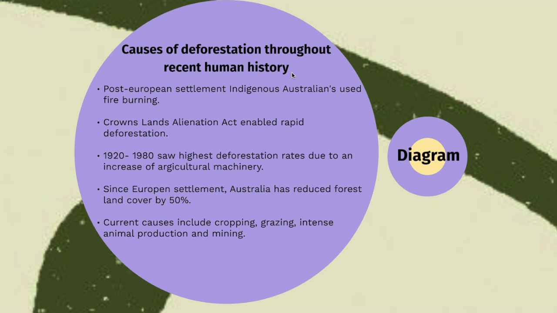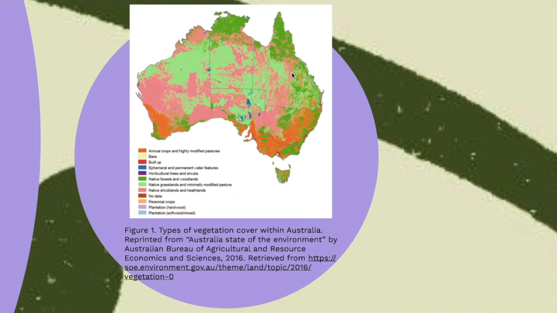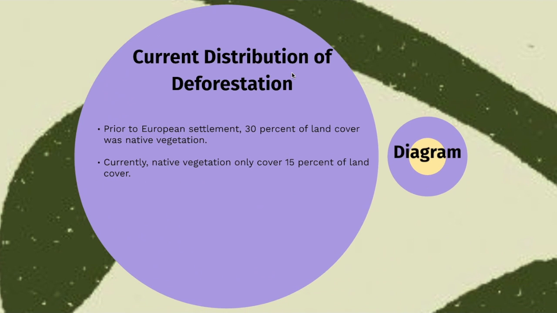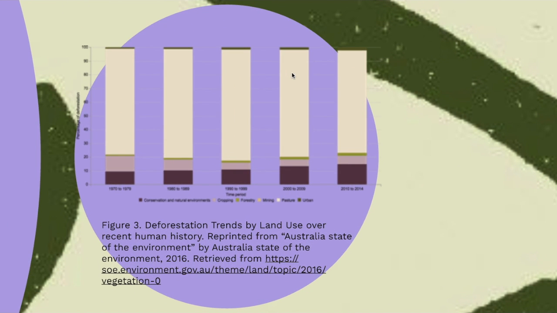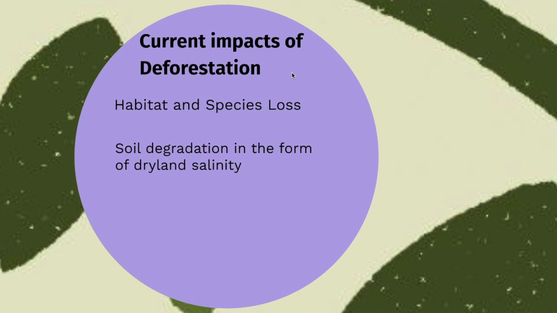As shown in the diagram, the current causes of deforestation include cropping and grazing on improved pastures, intensive animal production, and horticulture. The majority of deforestation in the southwest derives from agricultural crops and highly modified pastures, as well as horticultural crops, perennial crops, softwood and hardwood plantations. However, some of the native forest and woodlands remain.